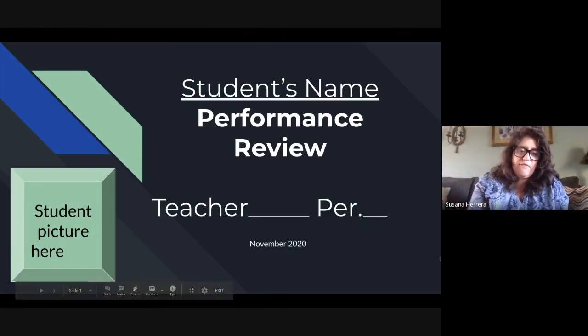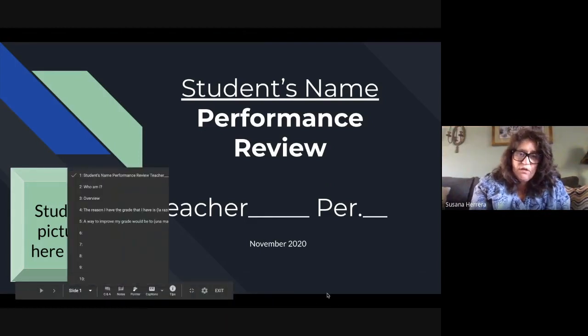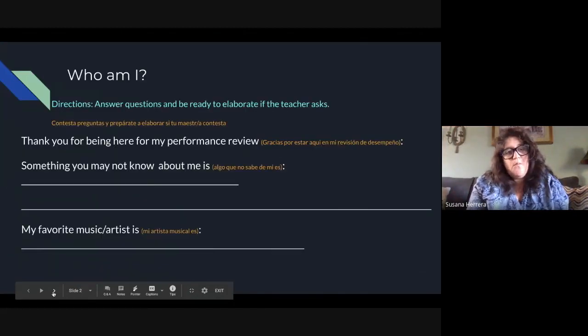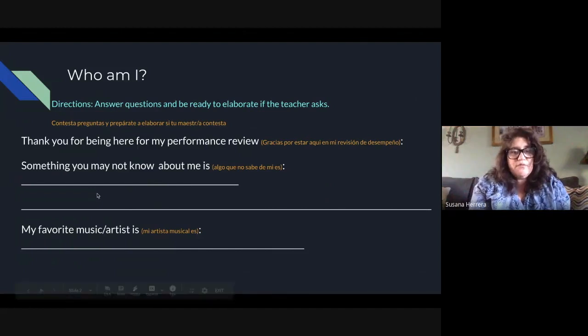They're not very long. There's a total of 10 slides. The first one is just a little introduction. They have their picture here, and they would go over this with you one-on-one. It gives them the directions. It's in Spanish. They'd start off by saying, thank you for being here for my performance review. Something you don't know about me is, and then their favorite music artist.